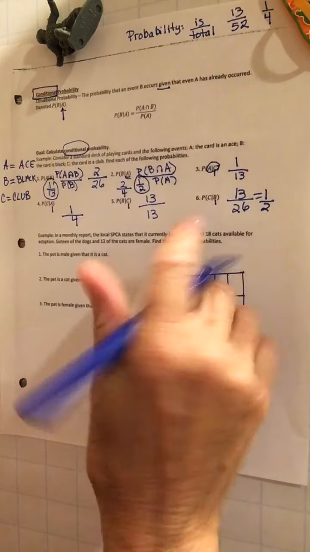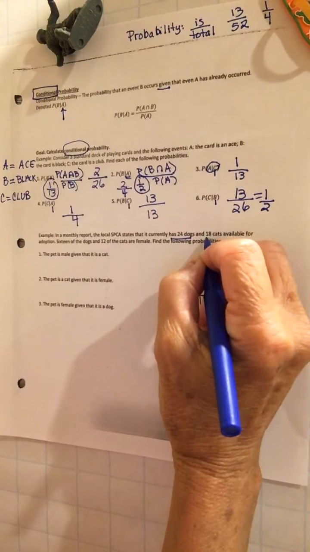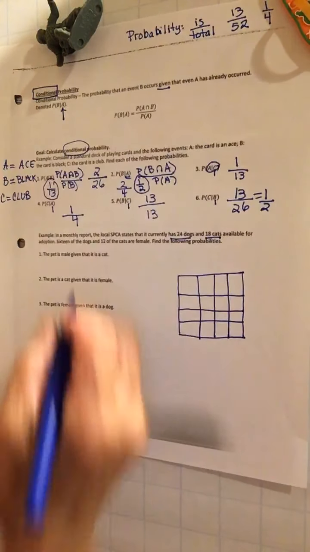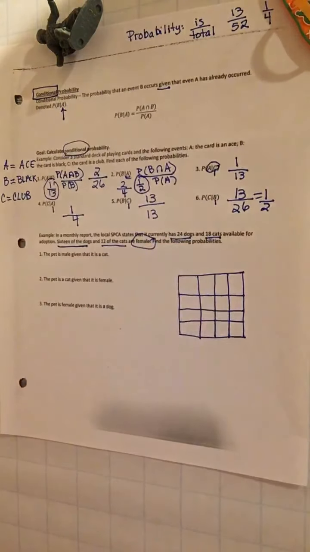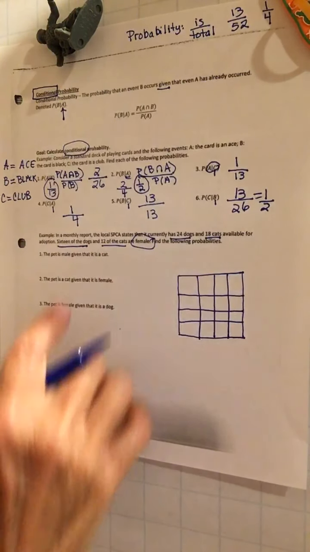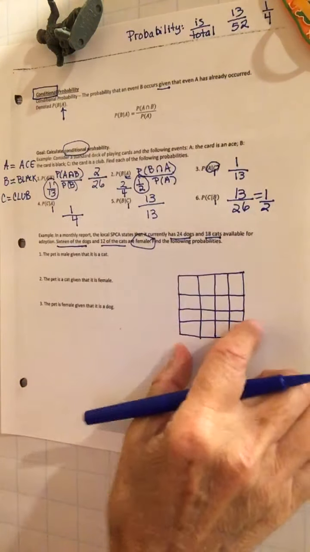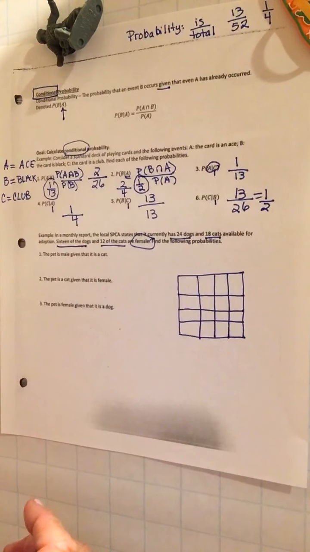It says we're at the SPCA, so we're going to go adopt some animals. So I got 24 dogs, 18 cats available for adoption. 16 of the dogs and 12 of the cats are female. And I need to answer a question about male, so we're going to make our own little chart. It's called a frequency table.